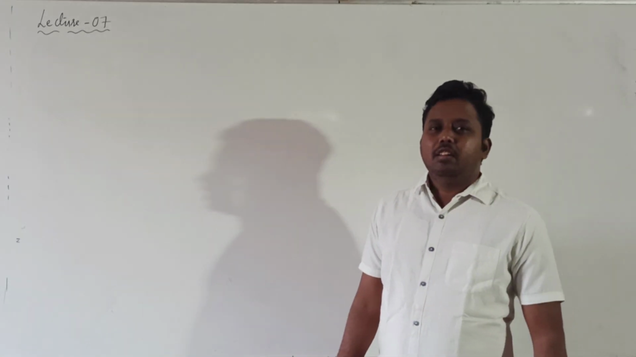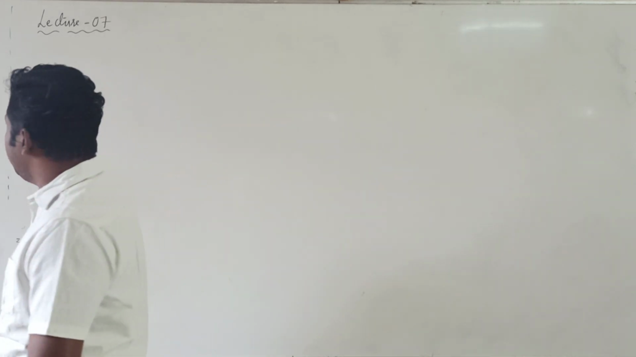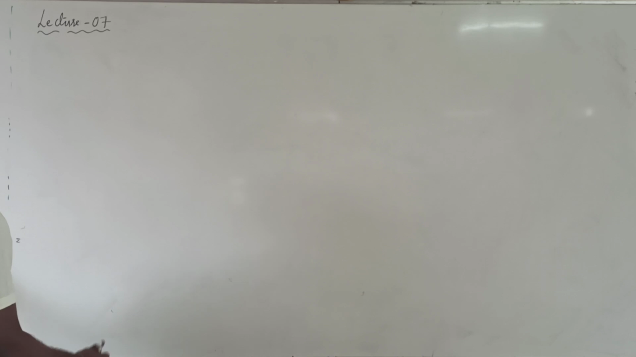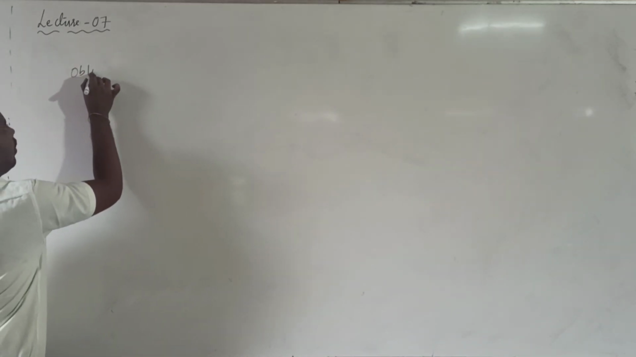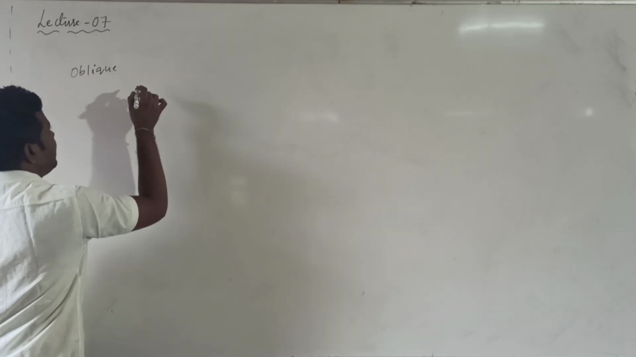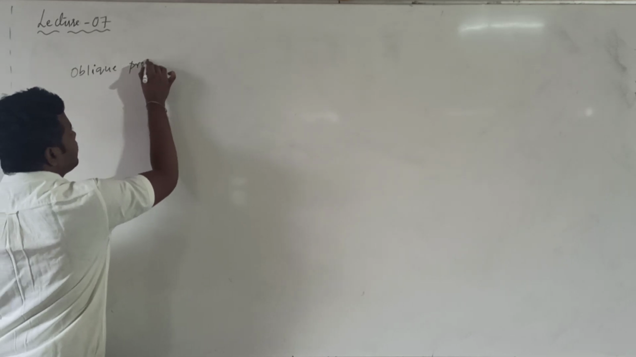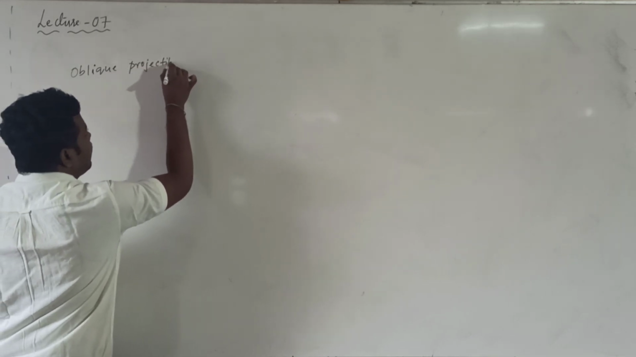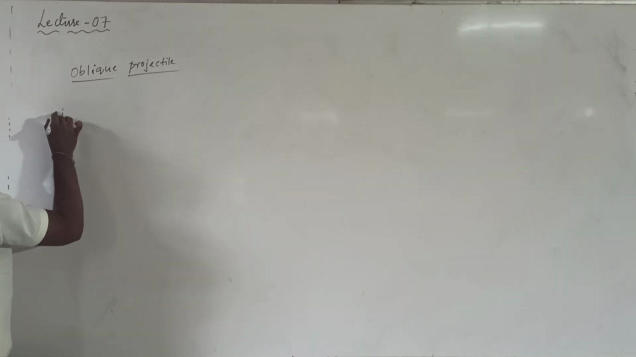Yesterday we started motion in a plane regarding the projectile, and we are discussing the oblique projectile. Yesterday we discussed a few points regarding oblique projectile. Let us see a few more points, then we will start horizontal projectile. So what is an oblique projectile? Let us see regarding this oblique projectile.